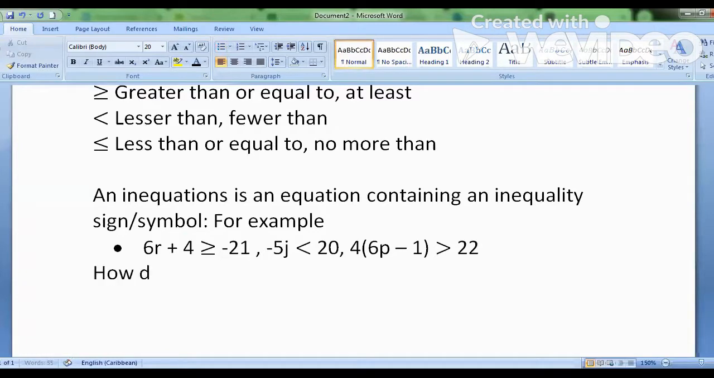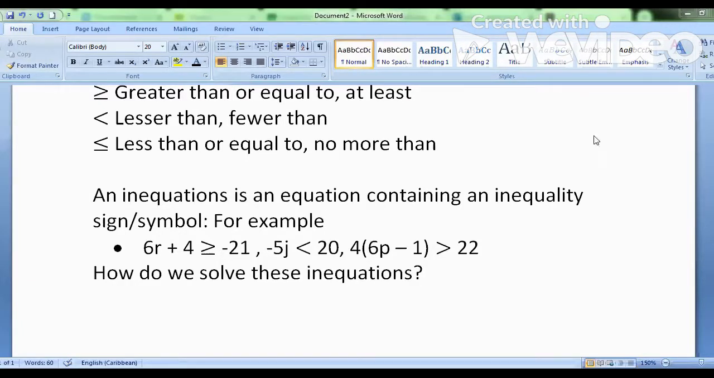So question, how do we solve these inequations? You might be wondering, how do we do that? Basically the same way you solve a linear equation, same way you solve an inequation. So for example, let me just use these questions that I've just made up. You might get some decimal numbers, right?